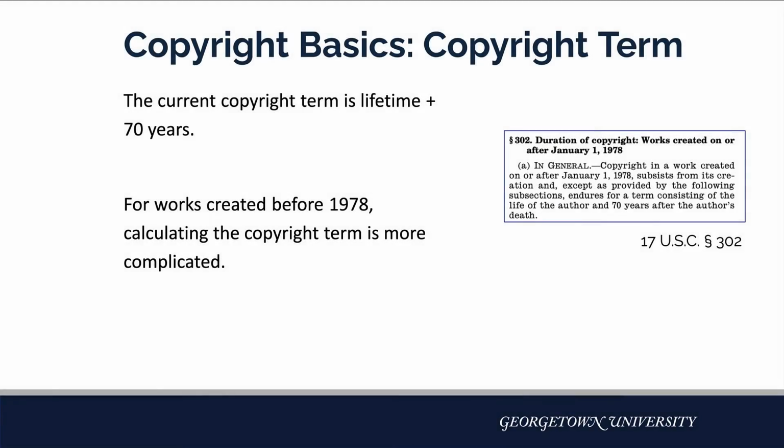Copyright lasts for a very long time. For works created since 1978, the copyright term in the United States is lifetime plus 70 years. For works created before 1978 under our previous copyright law, the copyright term is more complicated to calculate. But if properly registered and renewed, the copyrights will last for 95 years from the date of publication.